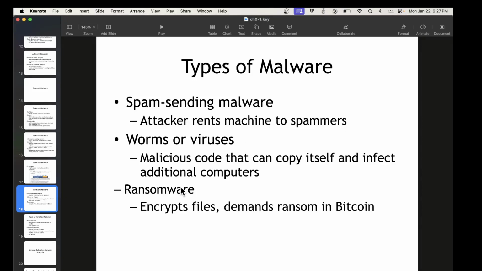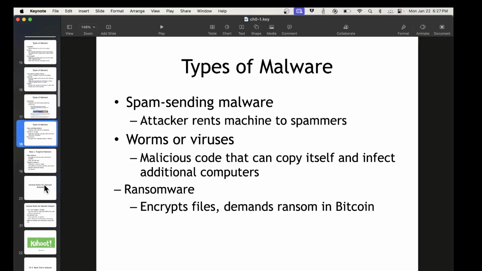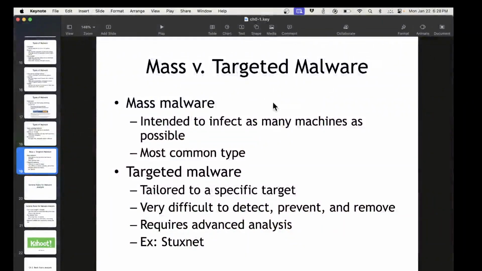Spam senders, worms, ransomware is the big one everyone's afraid of these days. You get infected and you have to pay the ransom to get your stuff back. A lot of news about that. Mass malware is the most common type, where many, many machines are sent identical files. That's the sort of thing where you'll be able to see it on VirusTotal, because somebody else will have examined exactly the same file and you'll have the information. That's the cheapest, lowest skill attacker.